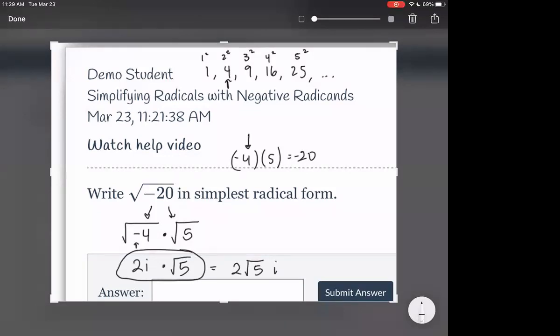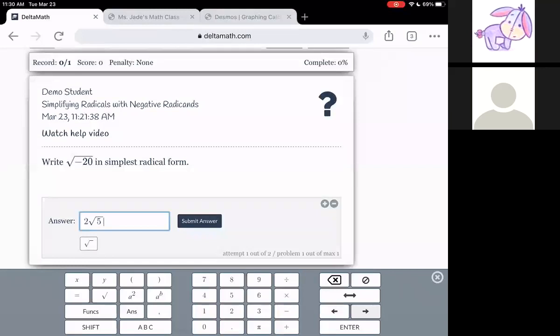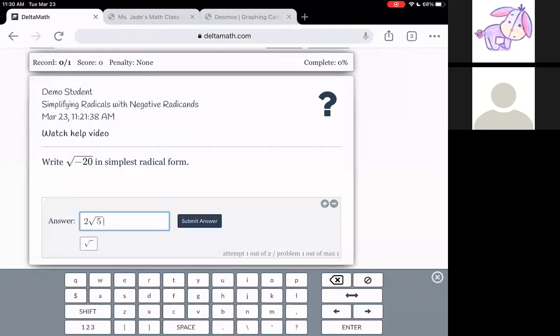Are there any questions? So you type 2 radical 5, and then you want to make sure you press this arrow key so that your i is on the outside. And then to type the letter i, you can just use your computer's keyboard. For me, I have to go find Delta Math's keyboard and then use the i here. But type your i after the radical, but not inside it. Okay, do you see how my i is not inside my radical? It's just outside. Okay, any questions?